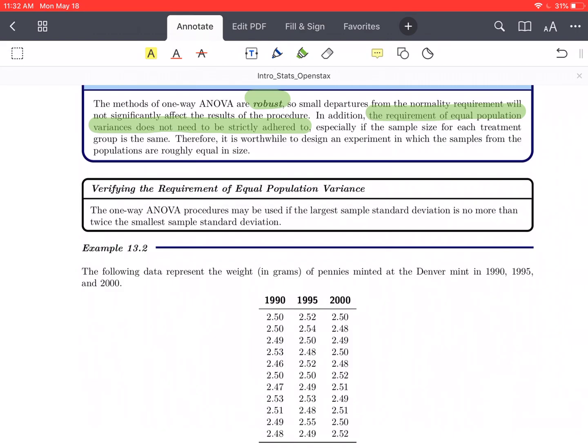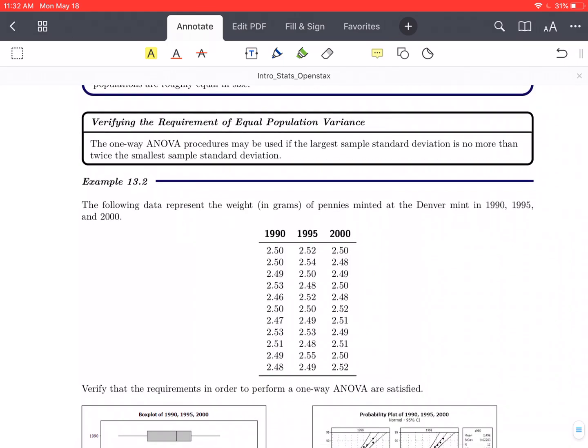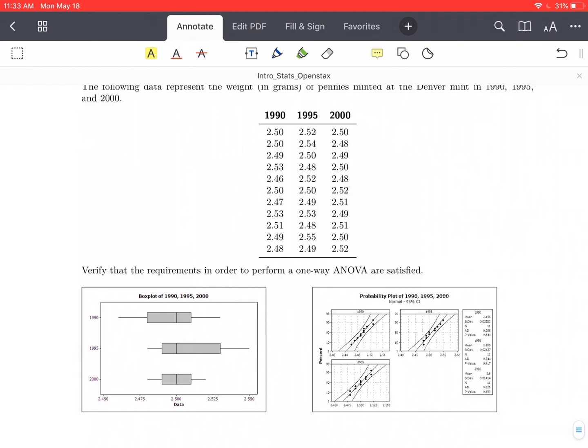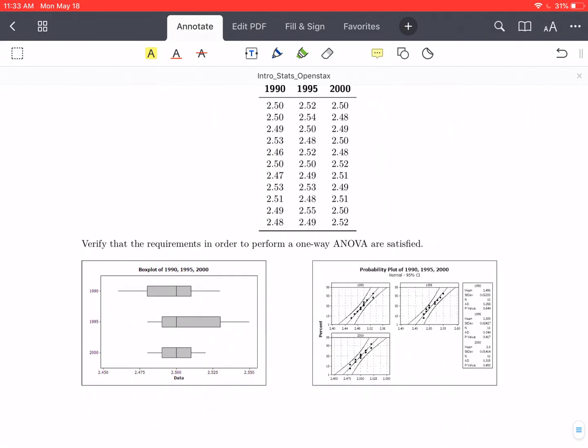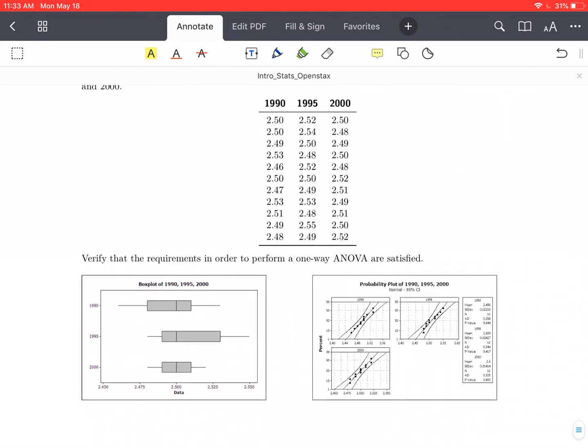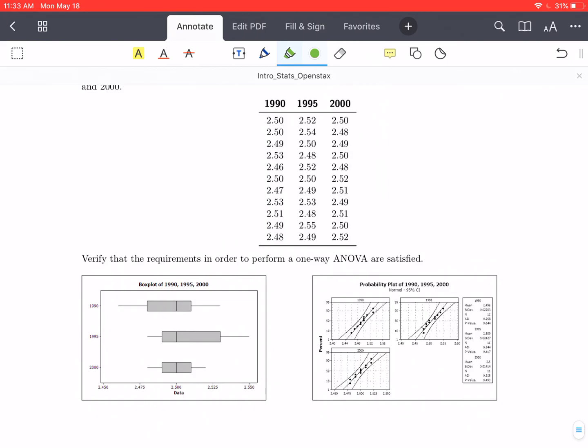Okay, so we can look here at this example. The following data represent the weight in grams of pennies from 90, 95, and 2000. And we can verify the requirements in order to perform the one-way ANOVA are satisfied. So you can look at the variability in these different box plots, so you can see how spread out the data is with no outliers.